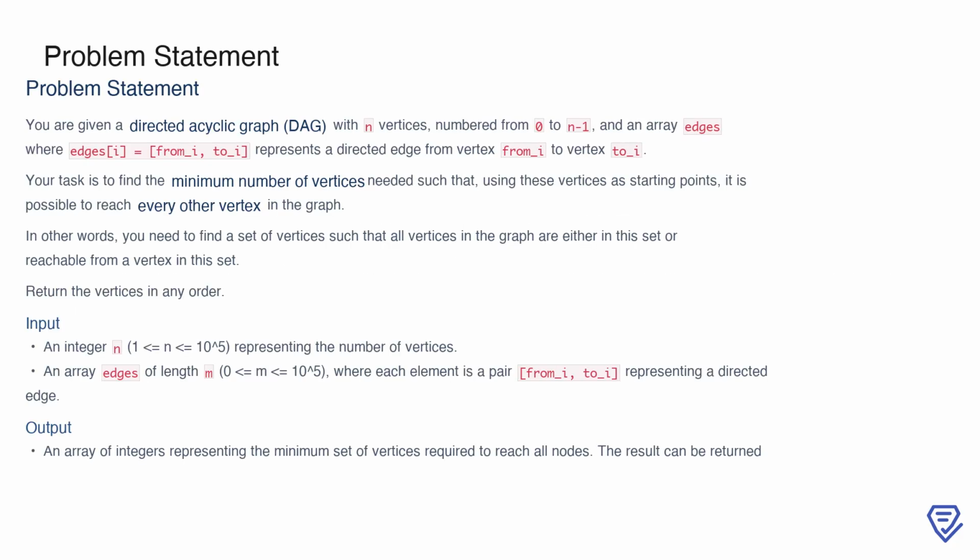In this problem, we are working with a directed acyclic graph, or DAG, which consists of n vertices numbered from 0 to n-1. Along with this, we're provided an edges array, where each edge is represented as a pair, from_i to to_i. This means there is a directed edge going from vertex from_i to vertex to_i. The goal is to determine the minimum number of vertices required such that, if we start from these vertices, we can reach every other vertex in the graph. Essentially, we need to identify a set of vertices from which all other vertices are either directly or indirectly reachable. The result should be returned as an array of integers, and the order of these integers does not matter.